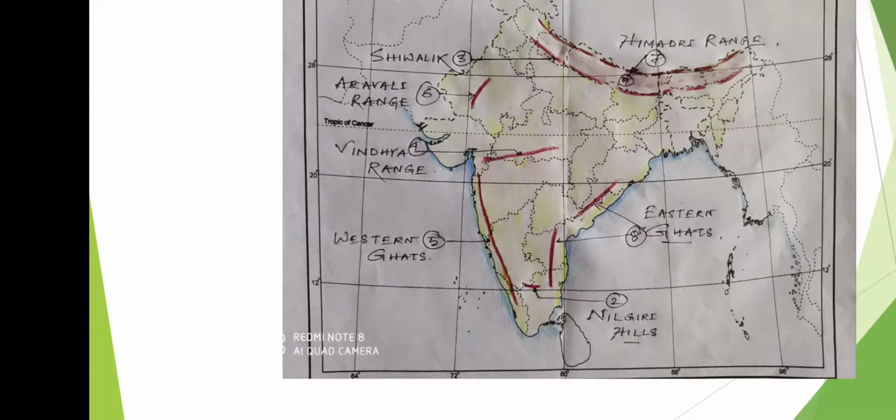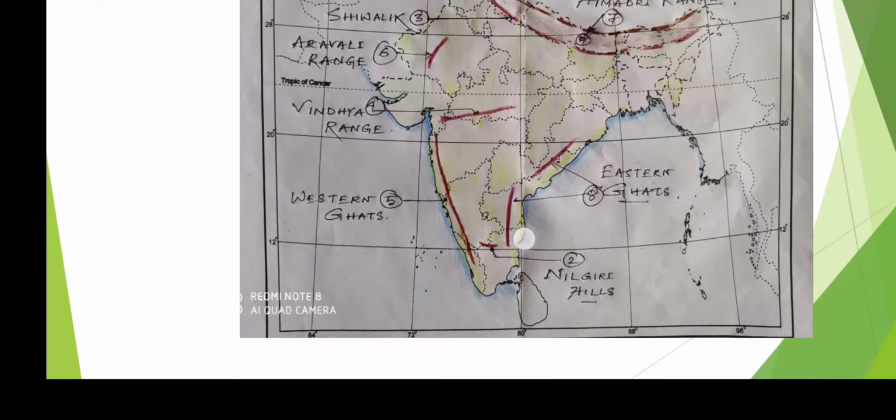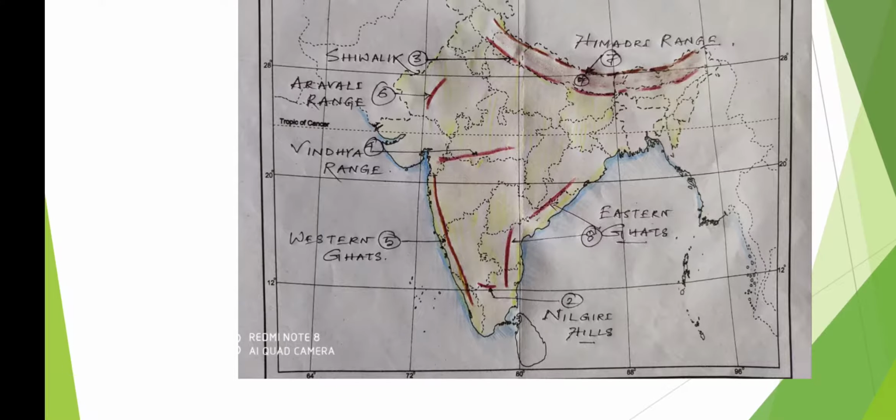The fifth one is the Western Ghats mountain range. I told you that in the southern part there is the Western Ghats range. It lies parallel to the Arabian Sea, along its coast, and it is one of the important mountain ranges of India. It helps in the mechanism of the Indian monsoon, acting as a barrier for the Arabian Sea branch of the monsoon.